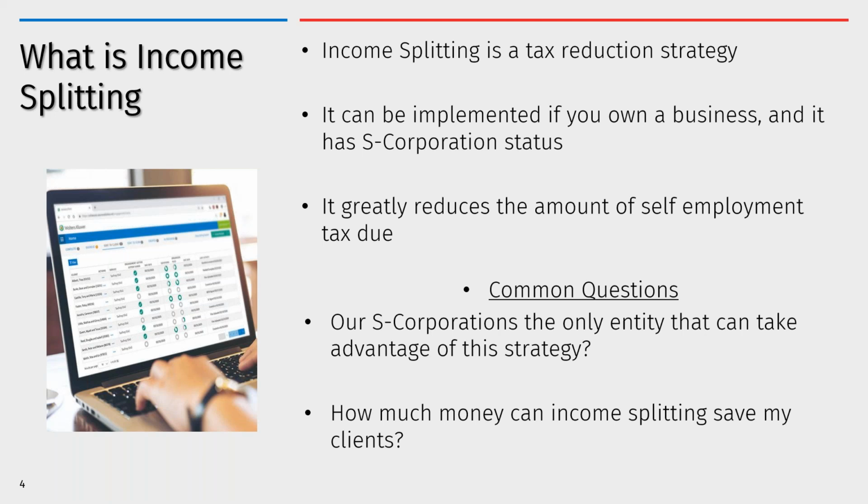Now, the gist of what income splitting is, this can be implemented if you own a business and if it has S Corp status. It's very important to know that it has to be an S corporation. And how this is specifically going to be a tax reduction strategy, it's going to greatly reduce the amount of self-employment taxes due. I hosted one of these presentations a couple months ago where we went over the self-employment tax in pretty great detail.